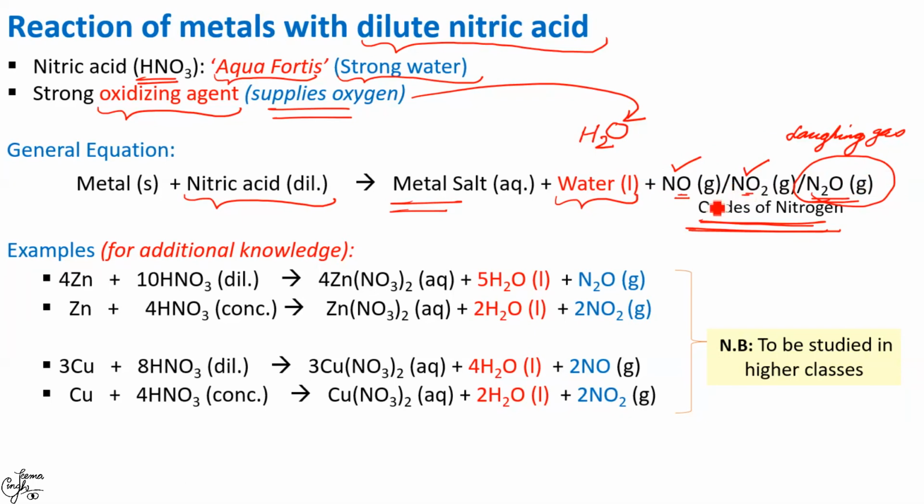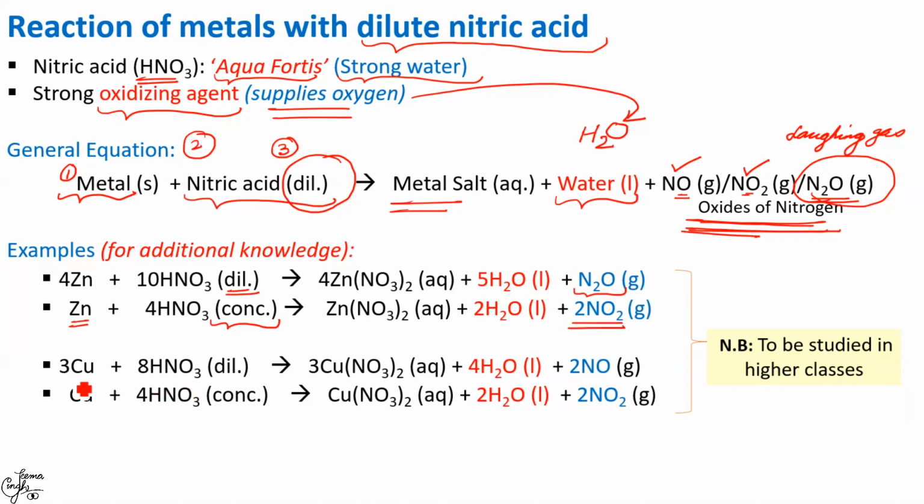Now remember that the type of oxide which is going to be formed depends on, number one, the nature of the metal, number two, the temperature of the reaction, and number three, the concentration of nitric acid. Whether you're going to use dilute nitric acid or concentrated nitric acid, depending on the concentration, the oxide will change here. For example, when zinc reacts with dilute nitric acid, it gives nitrous oxide. And when the same zinc reacts with concentrated nitric acid, you have nitrogen dioxide as one of the products.